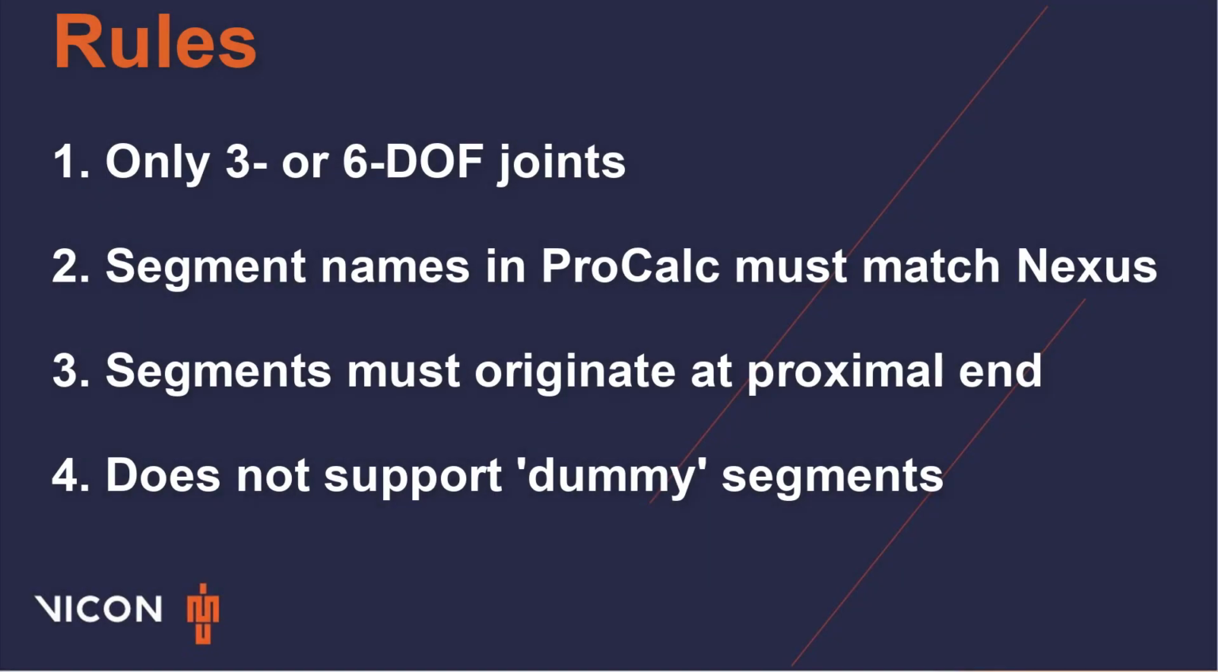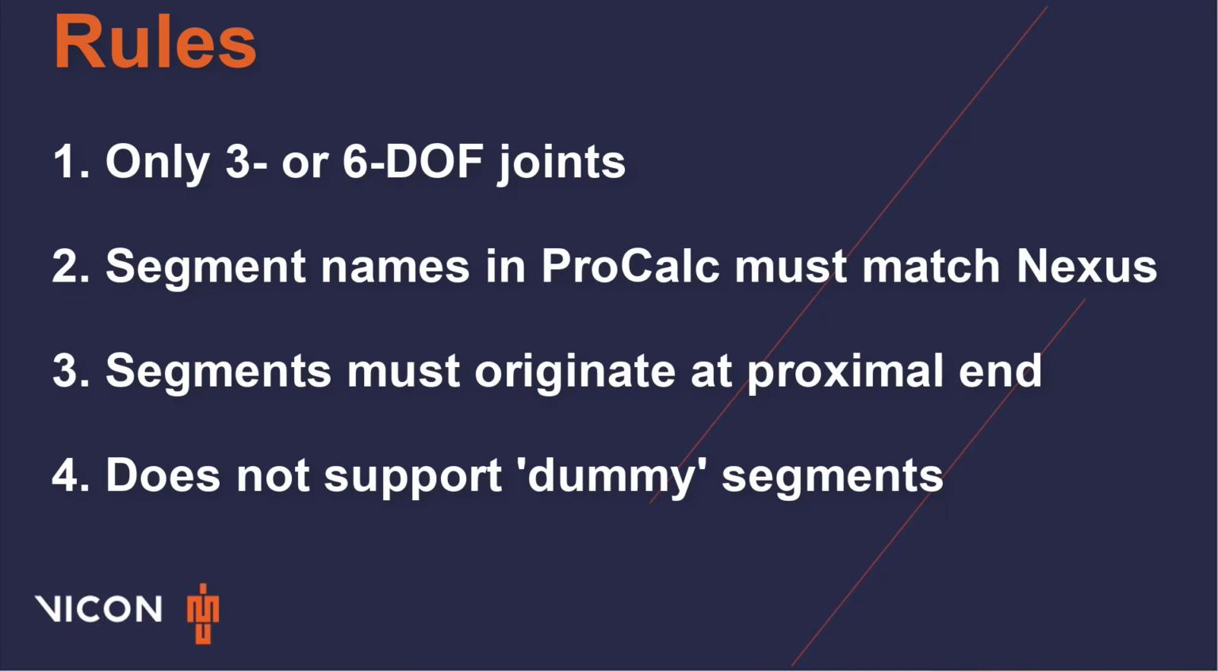There are some simple rules for generating a VSK in ProCalc. First, this process only supports the use of 3 or 6 degree of freedom joints. If you have any 1 or 2 degree of freedom joints, please replace them with a 3 or 6 degree of freedom joint. Second, make sure that the segment names in the ProCalc model match the segment names found within the VSK in Nexus. Next, the segments in ProCalc must originate on its proximal end.